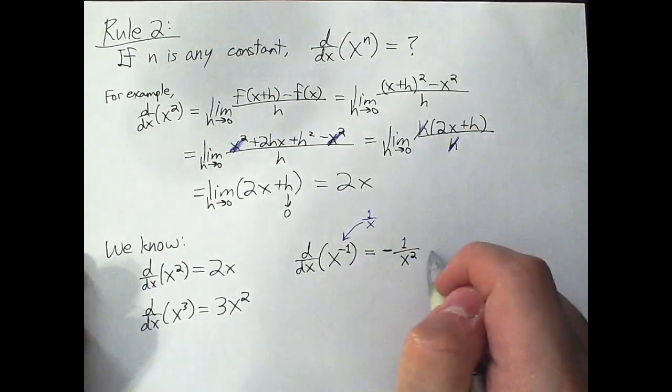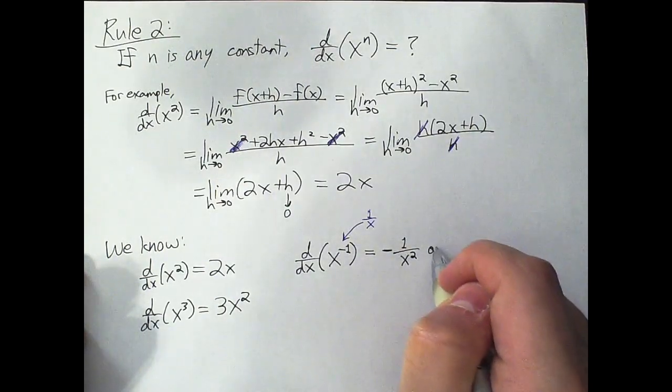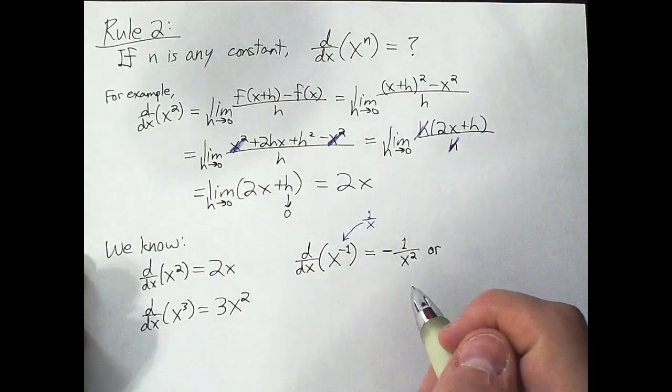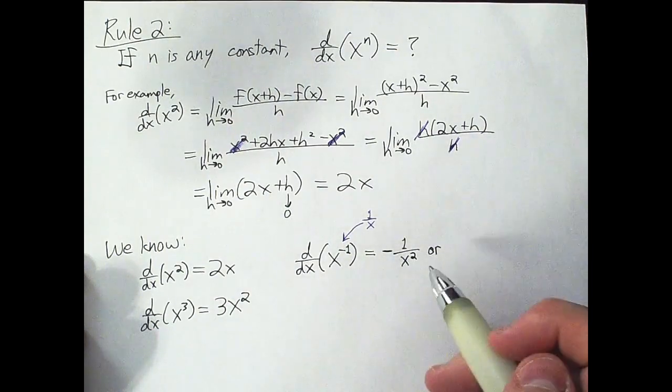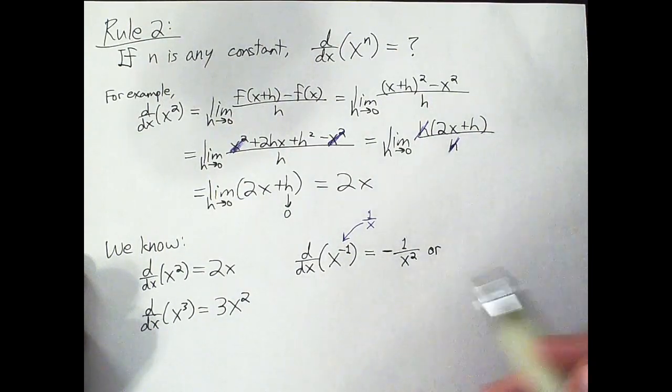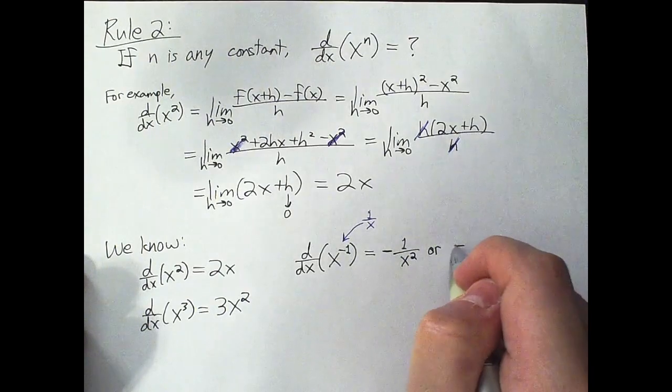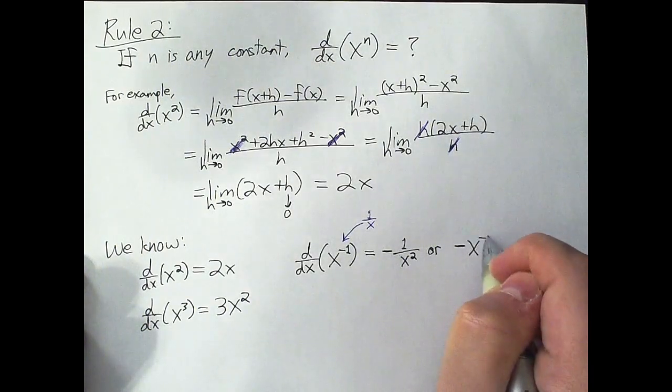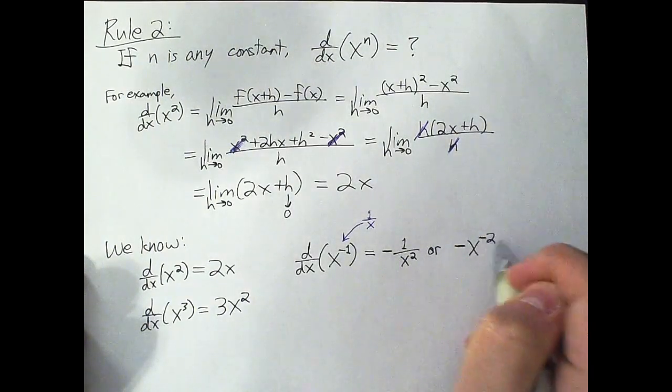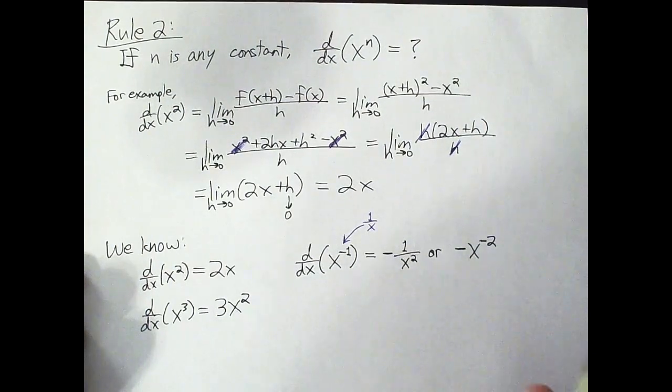I'm also going to write it in one other way. Instead of having the fraction format with x squared on the bottom, we could also call this negative x to the negative 2. And in a minute or two, it's going to become clear why I'm choosing to rewrite it in this form.